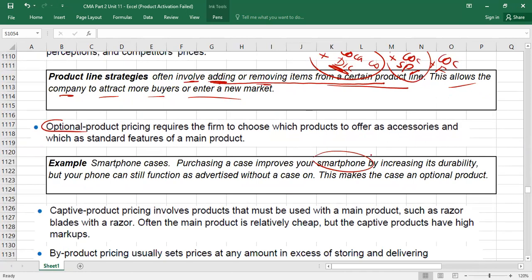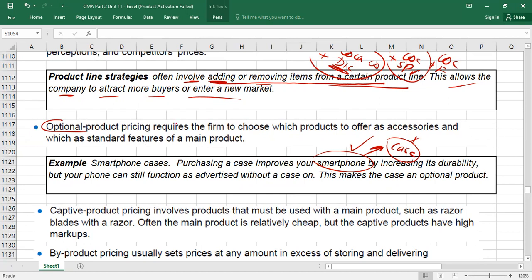So with the smartphone, you may have a mobile case also, right or wrong? Why? If you use a mobile case, it can increase the durability of your product. But still, even if you don't have a case, the mobile can be used without a case. So what is optional product pricing?